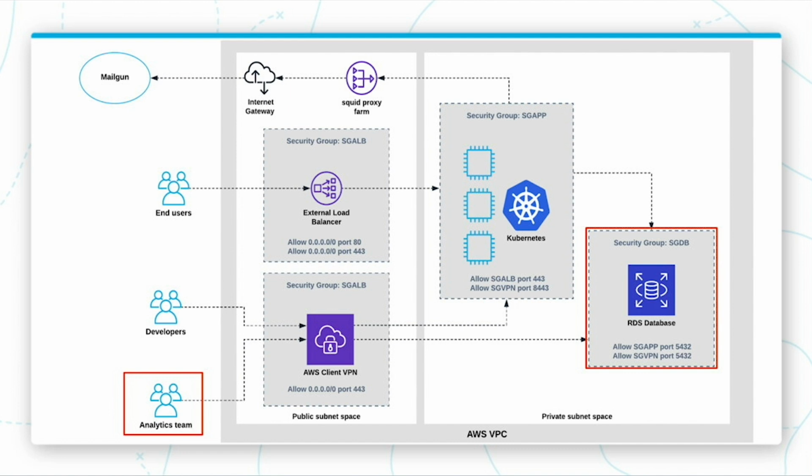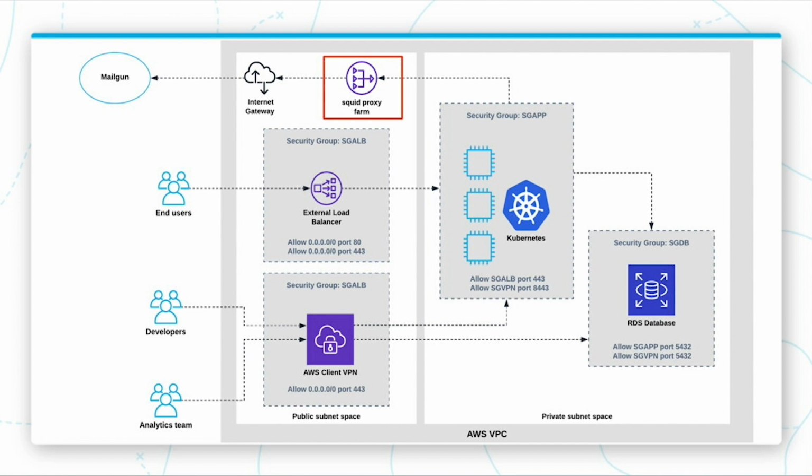Finally, we want to ensure that outbound traffic from the applications to the internet is restricted and monitored. We can use a proxy server farm to accomplish this. In this case, our proxy servers could be configured to allow connections to mailgun.com and block all other connections.